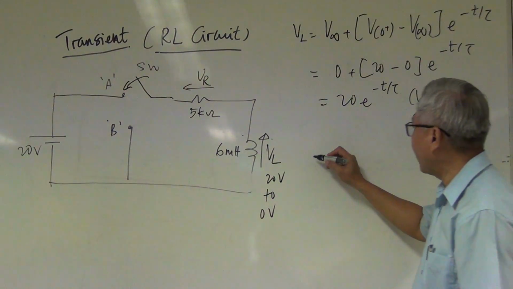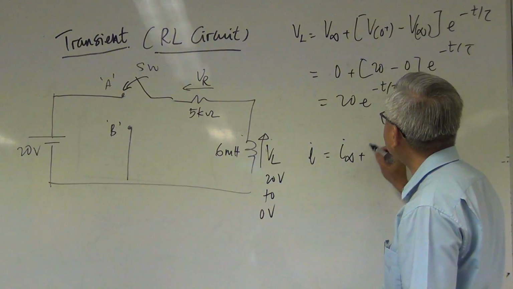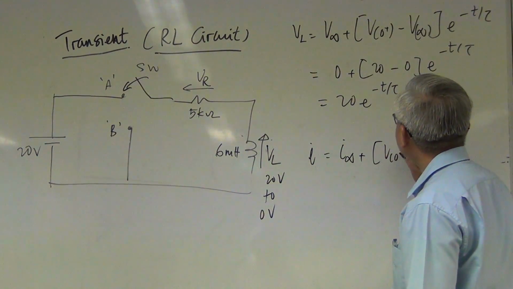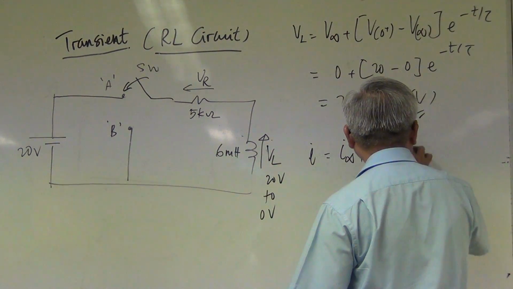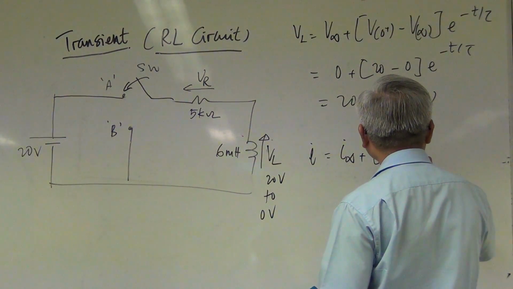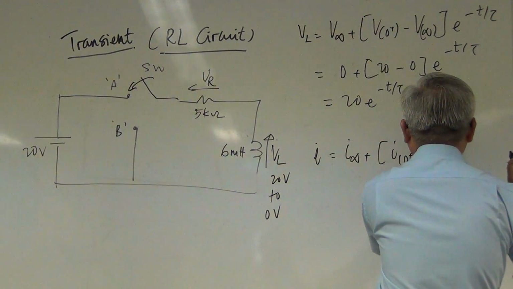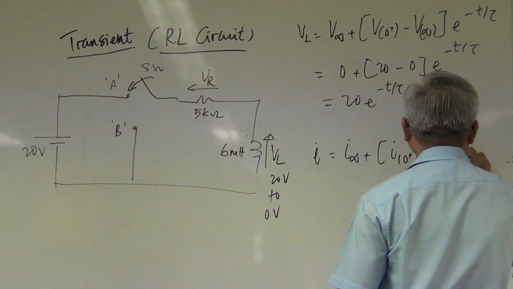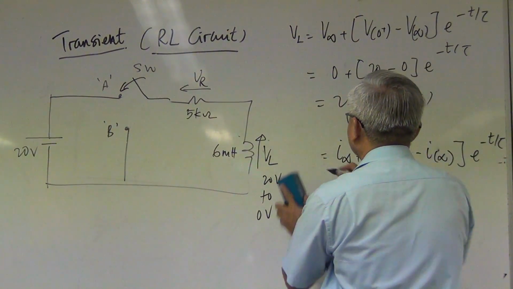Okay, let's talk about the current expression. The current expression is also equal to I infinity plus I0 minus I infinity, times e to the minus t over the time constant. Okay, the I expression.